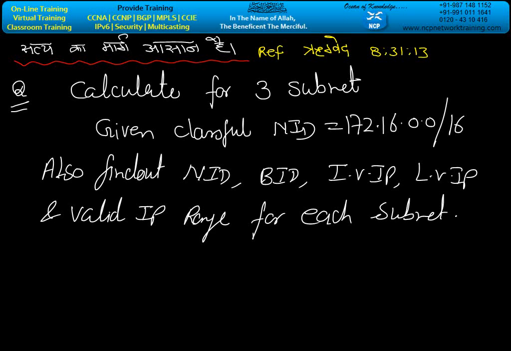In case of class C, we have divided that number in 3 subnet IDs. In case of class B, again we are calculating for 3 subnet IDs. We want to see what is the difference if we divide the class C NID into 3 parts, and if we divide the class B NID into 3 parts. What will be the difference?